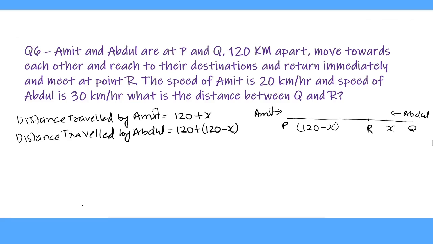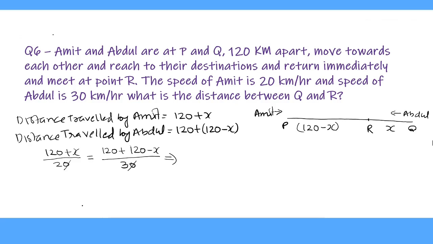So now we have the distance traveled by Amit and Abdul, and both have taken the same time. Here the time is the same, so we can equate the time and reach our answer. The time taken by Amit is 120 plus x, which is distance upon speed. The speed of Amit is 20 km per hour. So (120 plus x) upon 20 equals (120 plus 120 minus x) upon 30. Now we have the equation and we can solve it very fast.